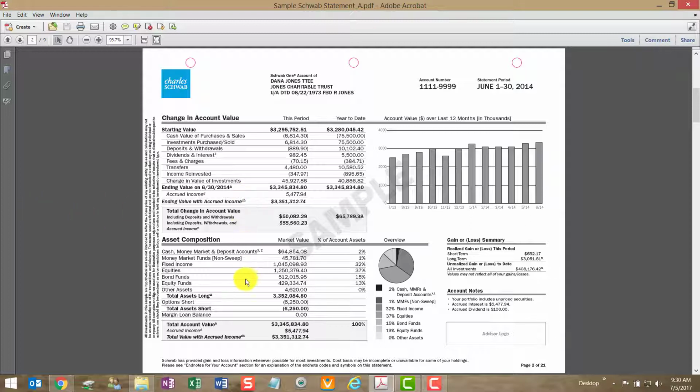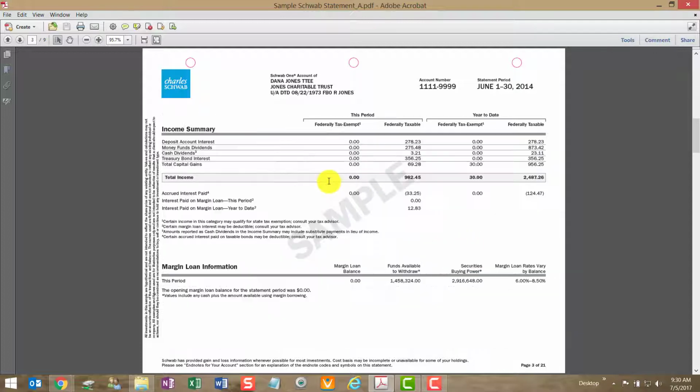Then you'll have an asset composition, which is a breakdown of what your assets are in, whether it's cash, money markets, fixed income, equities, bonds, other assets, etc. These statements are not performance reporting, so you'll just have a change in account value. A little nice pie chart. Over here too is basically this asset composition information broken down, and they'll have a gain loss summary.